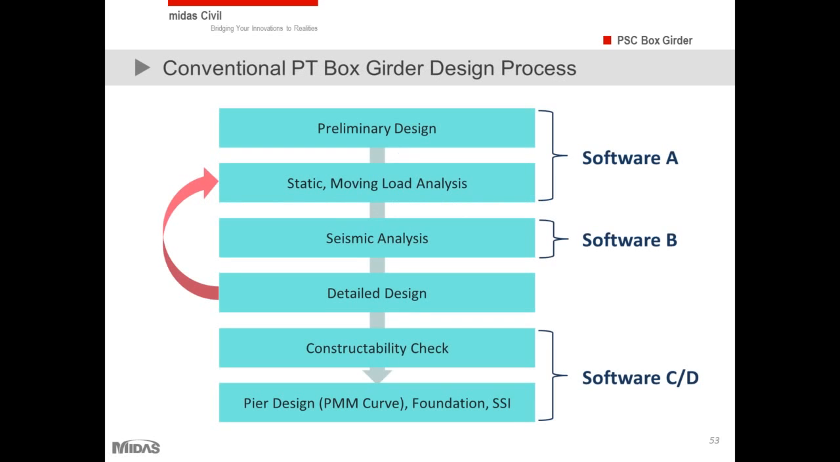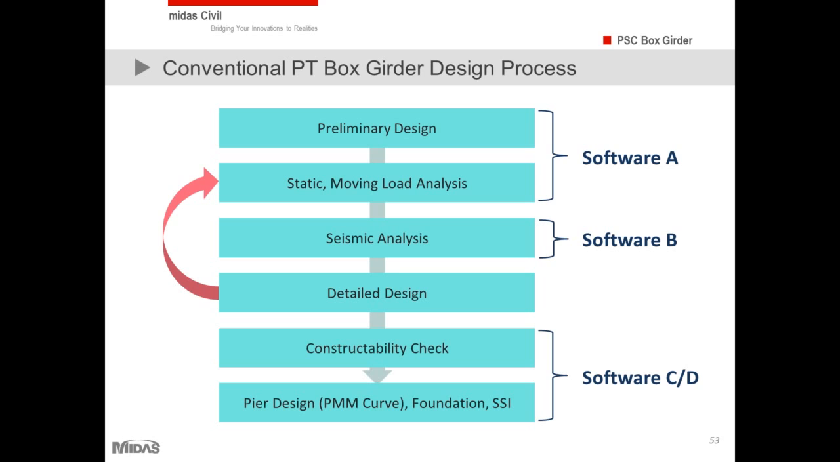So first of all, let me talk about the conventional post-tension box girder design process. First we do the conceptual and preliminary design. Then we perform static moving load analysis. Then we also perform seismic analysis based on the region. Then we perform detailed design.